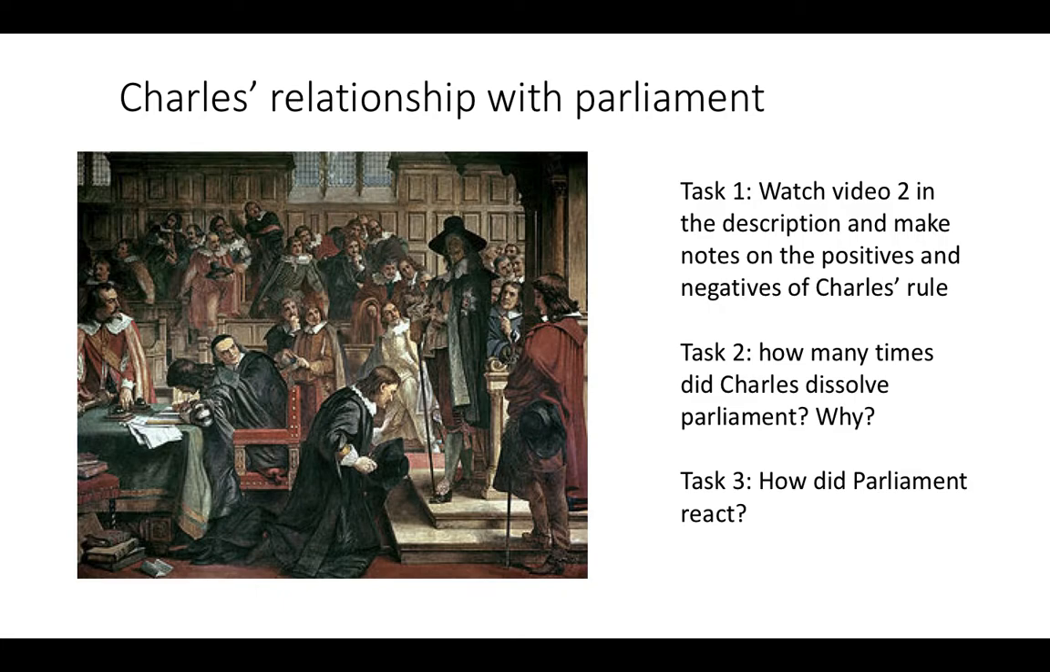So Charles then has an 11-year golden age. He refers to it as the golden age, where he builds new roads, he sets up the postal service, and he rules without Parliament. Parliament doesn't sit for 11 years. He only brings them back because he needs to raise taxes, and because they continue to go against him, he actually dissolves them 5 times.